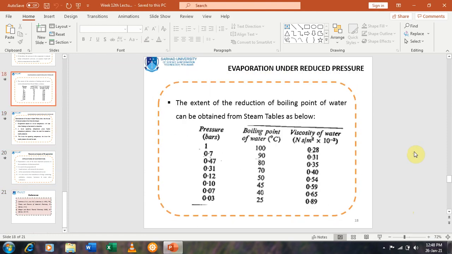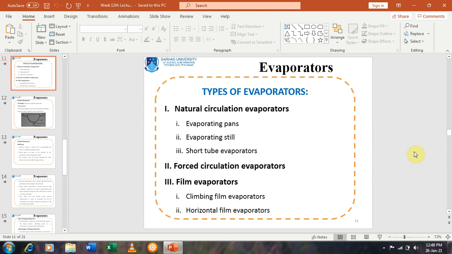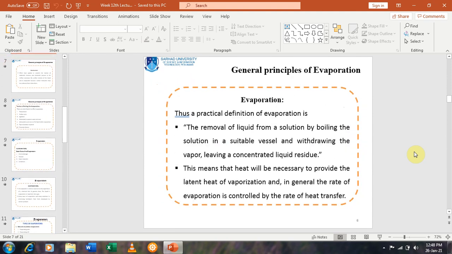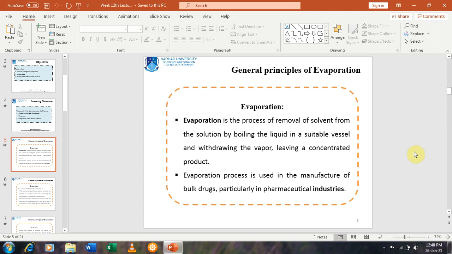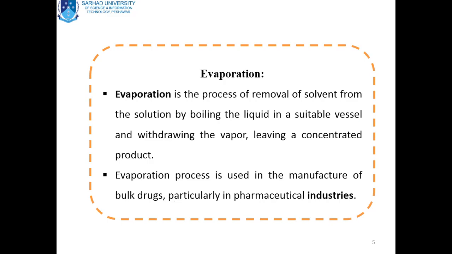Now, an overview of today's topic, what we have discussed in today's lecture. Today we have discussed a new chapter entitled Evaporation. First of all, we defined the process of evaporation, what is meant by the evaporation process and what its aim is, and that it is used in the manufacture of drugs, particularly in the pharmaceutical industries.